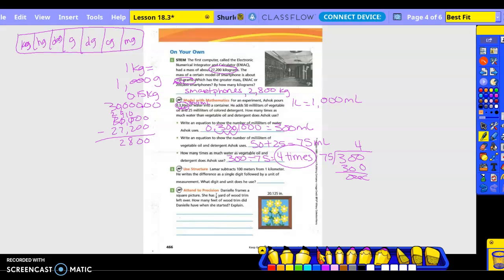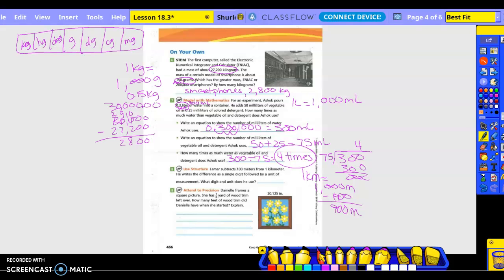Okay, number 8. Lamar subtracts 100 meters from 1 kilometer. He writes the difference as a single digit followed by a unit of measurement. What digit and what unit? Okay, so let's figure out how many meters are in a kilometer. So 1 kilometer equals what? How many meters? 1,000, right? So they subtract 100 meters, so 1,000 minus 100 equals what? 900 meters, but they only have 1 whole number, right?